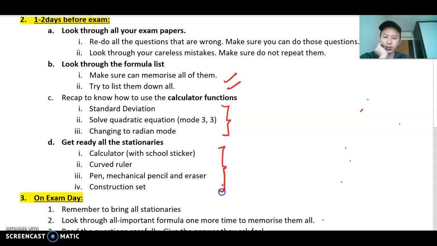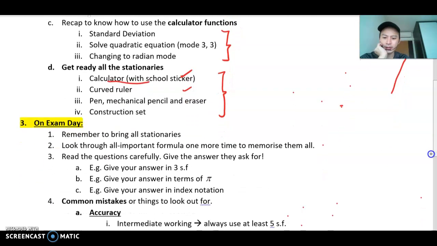Of course, next, get ready all the stationery. Calculator must have the school sticker, a curve ruler if you use one for your curve drawing, and of course your construction set, your usual pen and pencil, and eraser.